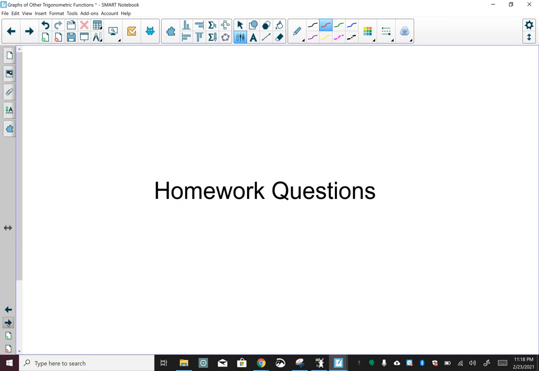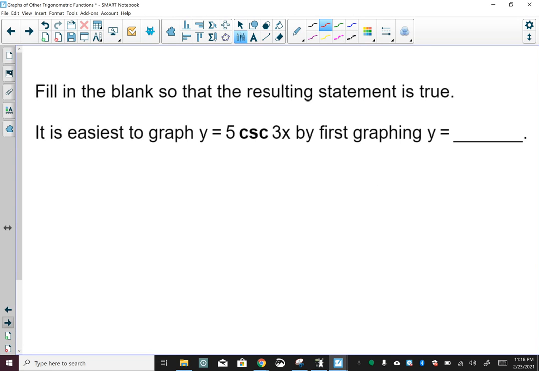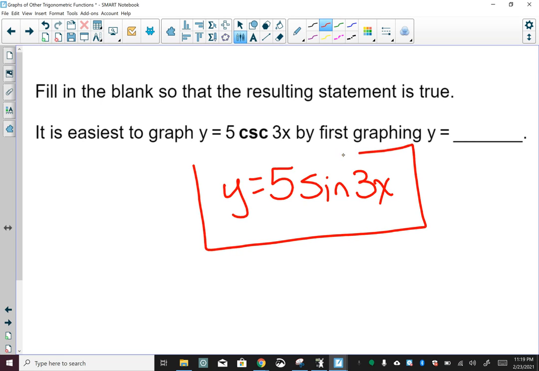So let's look at a couple of your homework questions. You only have 9 homework questions on this one. Your first question is a fill in the blank question. The easiest way to graph 5 cosecant of 3x is first by graphing what? Basically this is asking what equation you should graph first. Well, we know that cosecant is the reciprocal of sine. So we should be graphing y equals 5 sine of 3x. This is what you need to graph first before you can graph cosecant. So that's what it's looking for.